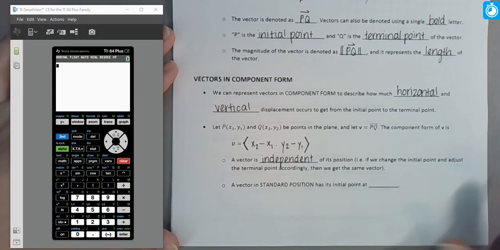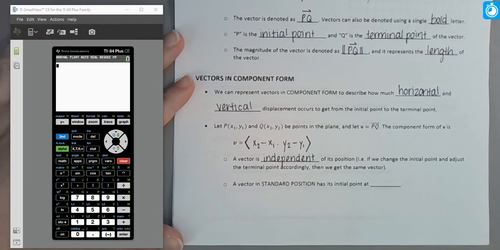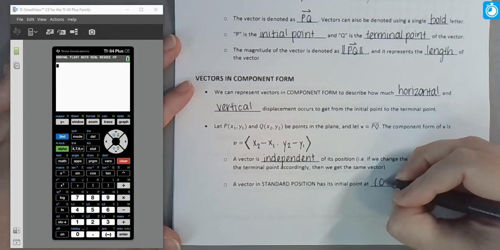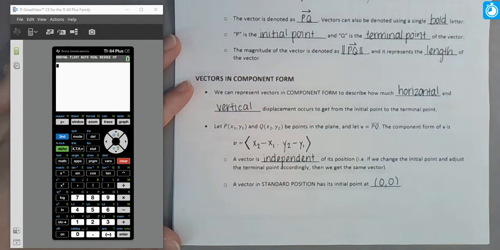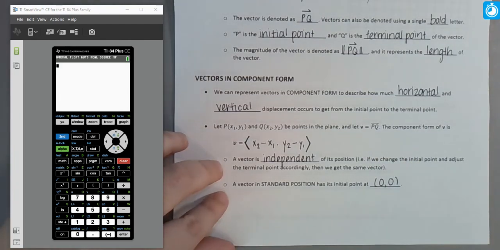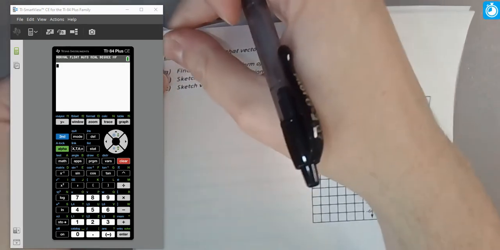Now, typically we're interested in vectors in standard position. They're going to be easiest to use to represent actual situations in application. So a vector in standard position, just like an angle in standard position, has an initial point at the origin at 0, 0. So let's do a little bit with vectors graphically and using their component forms.